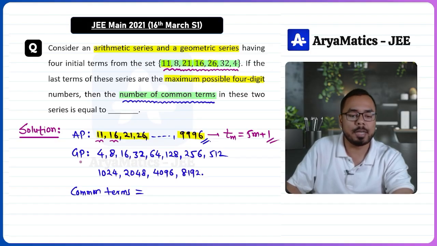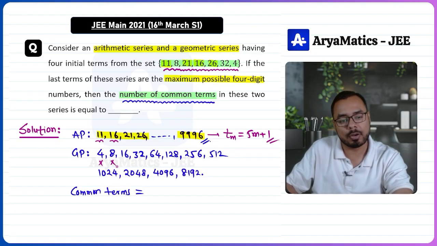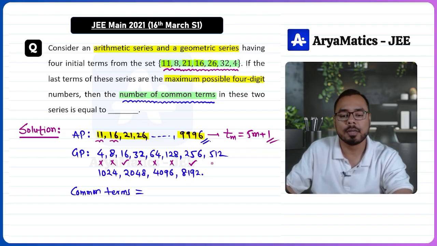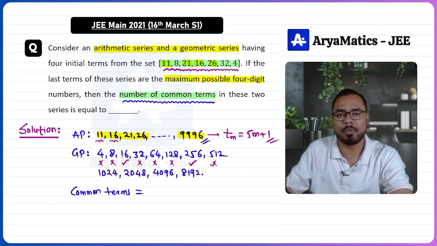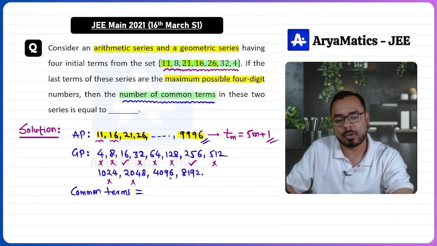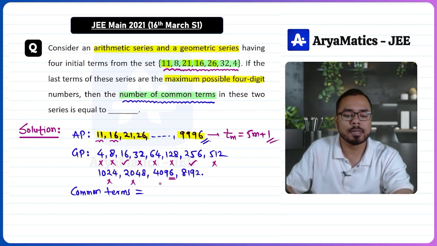Now, in this one GP, this term 4 is not a multiple of 5 plus 1, 8 will not work. 16 is one common term, it is a multiple of 5 plus 1. 32 will not work, 64, 128 will also not work. 256 is another number which is a multiple of 5 plus 1, or the unit digit is 6, right? Unit digit should be either 1 or 6. This one will not work. These two numbers will also not work. 4096, this is a multiple of 5 plus 1, right?